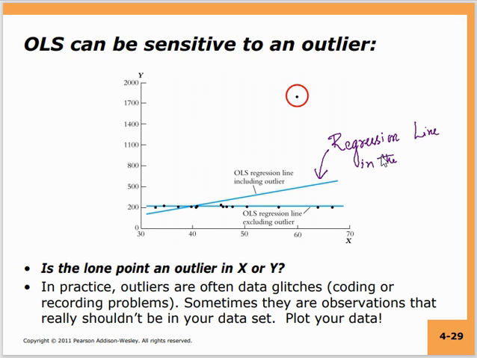It does this because it is trying to minimize the sum of squared errors. But what really happens is that this regression line is not a good predictor for most of the data points. It is a bad predictor because it is trying to accommodate this outlier. This is why, in practice, outliers are often data glitches, coding or recording problems. They are observations that really should not be in your data set, and you should plot your data before including such data points.